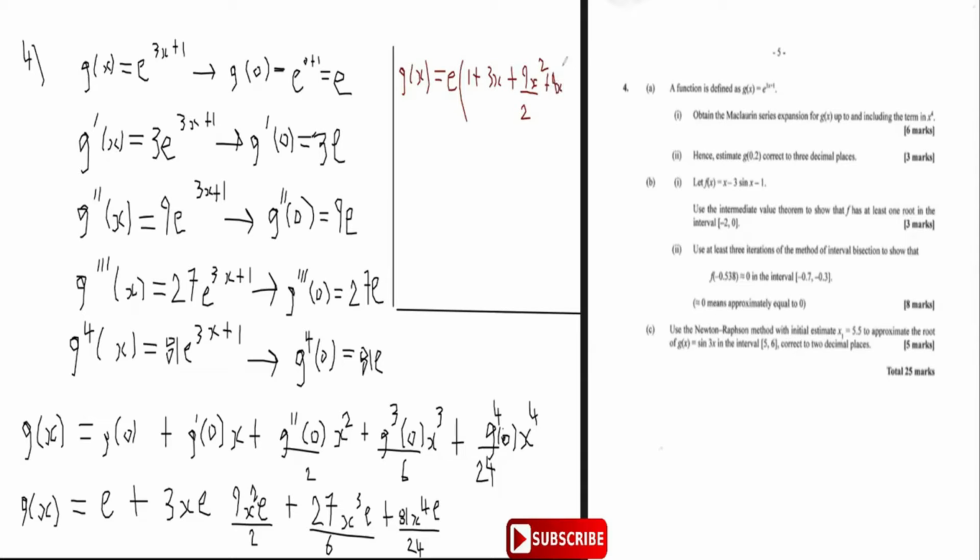Nine x cubed over 2 plus 27 x to the 4 over 8. That looks a little.